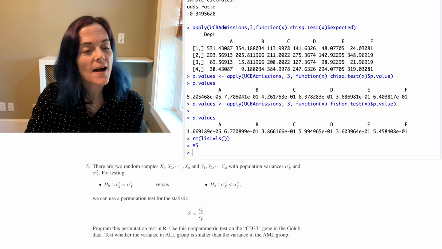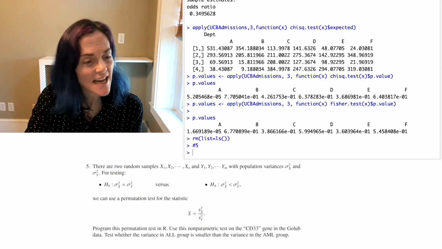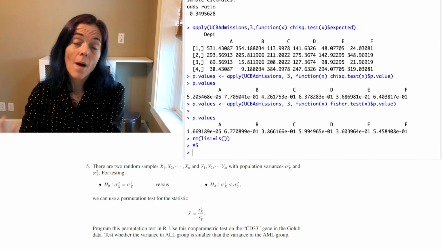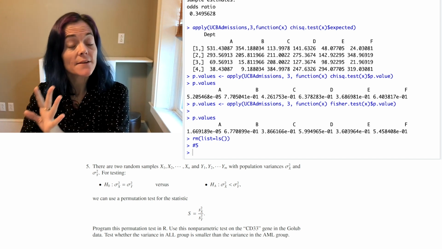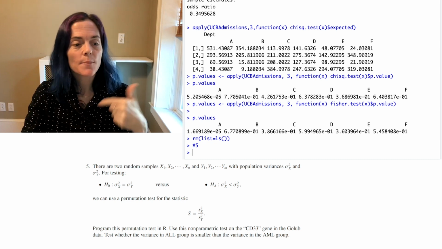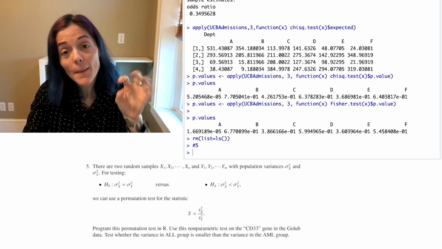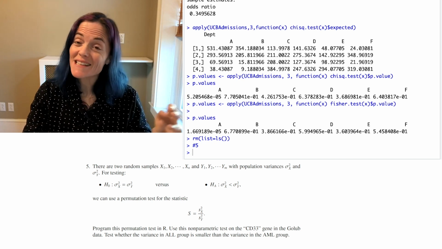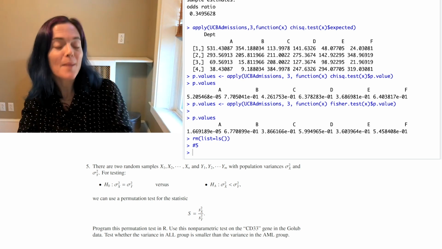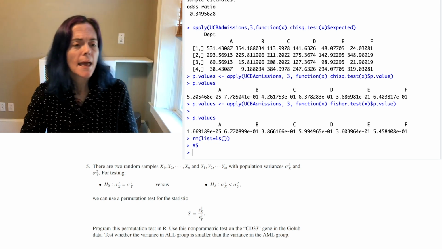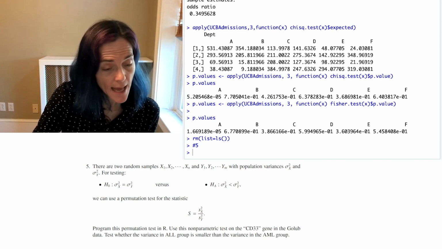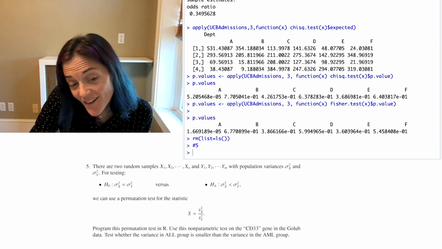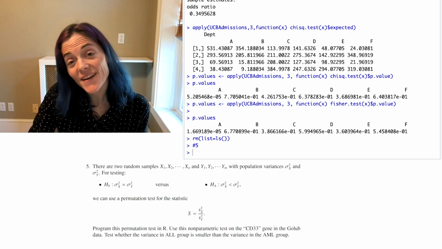Last question, number 5. Here we get to program a permutation test. So we have 2 random samples, x1 through xn, y1 through ym. And the population variances are sigma x squared, sigma y squared. We want to know, are the population variances equal versus is sigma x squared, so the variance from population x, less than the variance from population y. And we can use a permutation test. The statistic here is the ratio. You take the sample variance of x divided by sample variance of y.